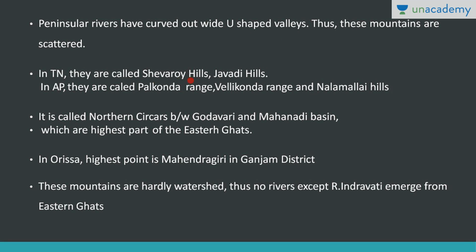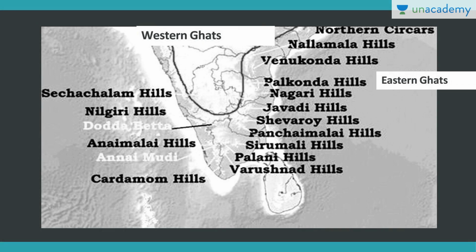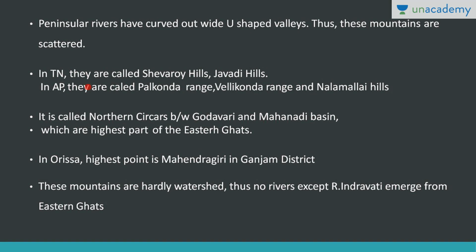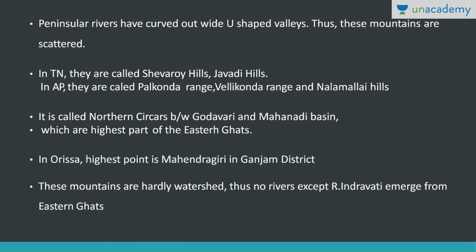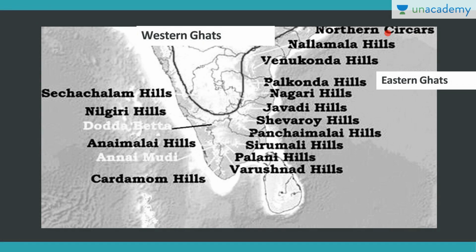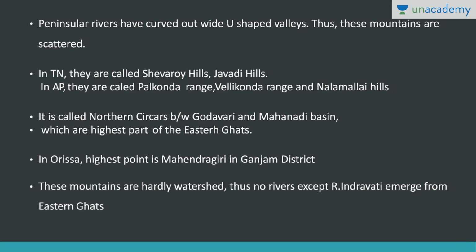So in Tamil Nadu they are called Chevroy Hills and Javadi. You can see here, these are the Chevroy Hills, these are the Javadi Hills. In Andhra Pradesh they are called Palkonda, Velikonda and Nallamalai Hills. You can see here, Palkonda, then Velikonda and Nallamalai Hills, right? In the north it is called Northern Circars, between the Godavari and Mahanadi basins. So here we have the Northern Circars between the Godavari River and Mahanadi River basin.